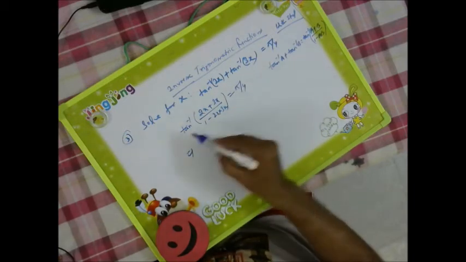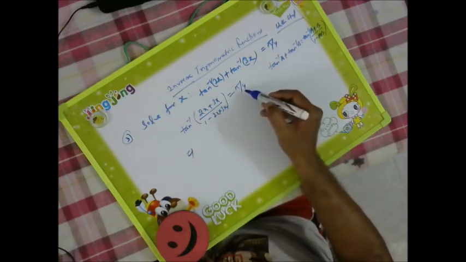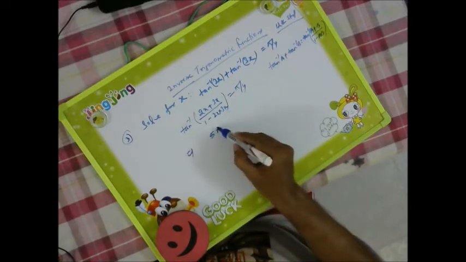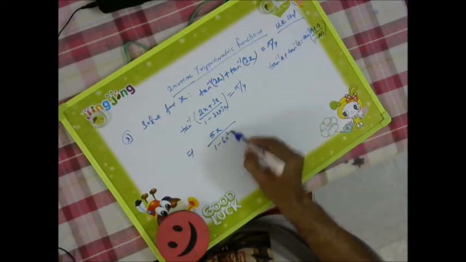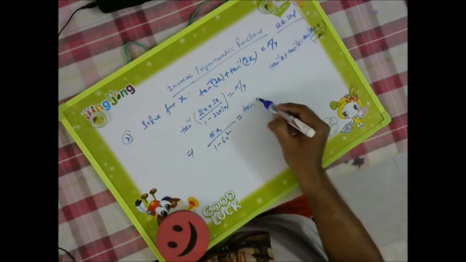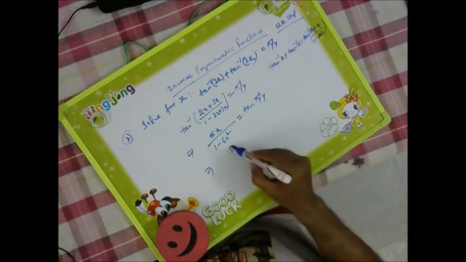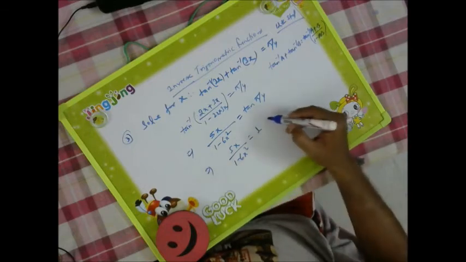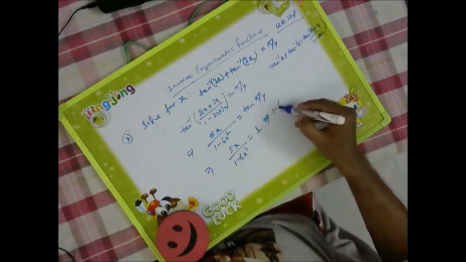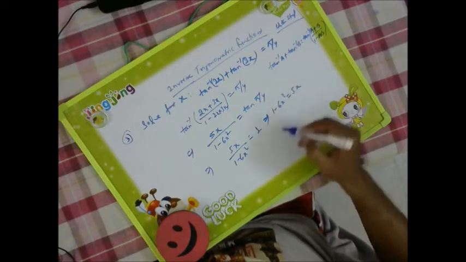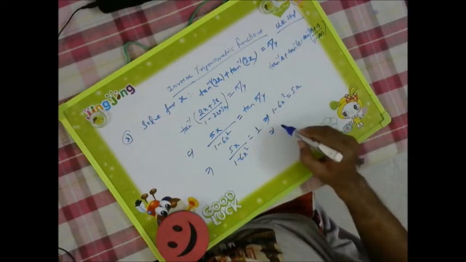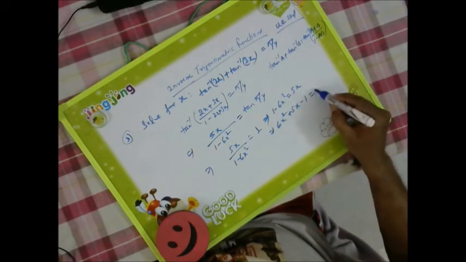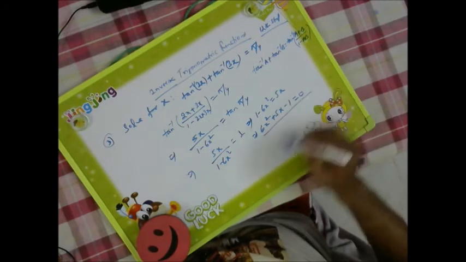This tan inverse will go to this side and it will become tan of pi by 4. So it is 5x divided by 1 minus 6x square is equal to tan of pi by 4. So 5x by 1 minus 6x square, tan of pi by 4 is equal to what? 1. So we will be solving it. So 1 minus 6x square is equal to 5x, and if we take this 6x square to that side, it will become 6x square plus 5x minus 1 is equal to 0. And now this is a quadratic equation, we need to solve it.